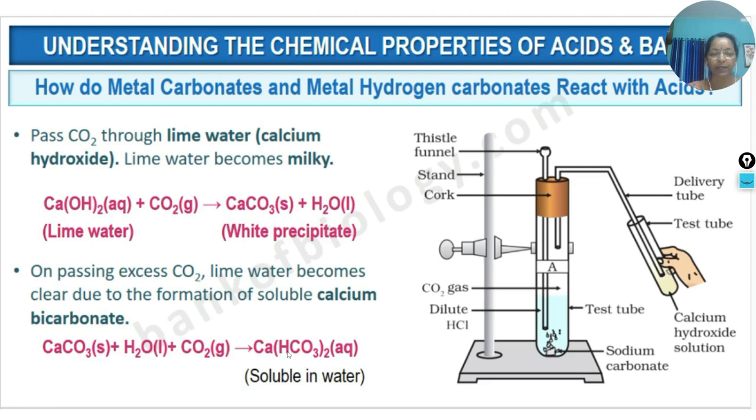So what happens? The milkiness disappears. So if you pass carbon dioxide through lime water, it turns milky first. Excess passing makes the milkiness disappear. Okay. So this first test is used as the test for carbon dioxide gas.